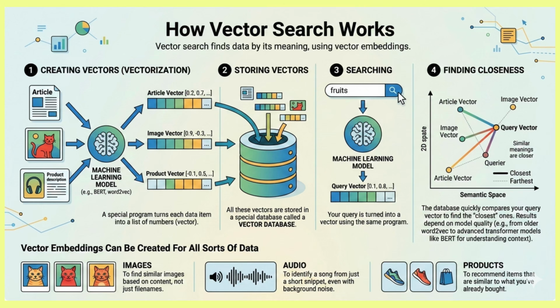Vector embeddings can be created for all sorts of data, not just text. They are used for images, to find similar images based on their content, not just their file names. Or audio, to identify a song from just a short snippet, even with background noise. Or even products, to recommend items that are similar to what you have already bought.